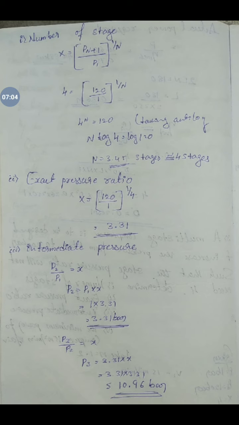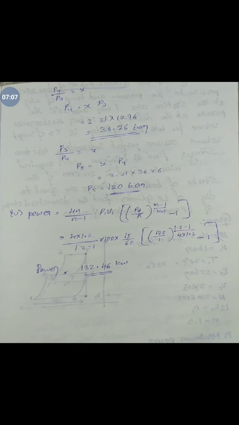Now to find the pressure of the next stage, we know that P4 by P3 is equal to x. So P4 is equal to x times P3, which is 3.31 into 10.96. It is 36.26 bar. Similarly, we will get P5 is equal to 120 bar. So these are the intermediate pressures, P1, P2, P3, P4 and P5. P1 and P5 are the suction and delivery pressures given. So we got intermediate pressure P2 as 3.31 bar, P3 as 10.96 bar and P4 as 36.26 bar. That is about the intermediate pressure.